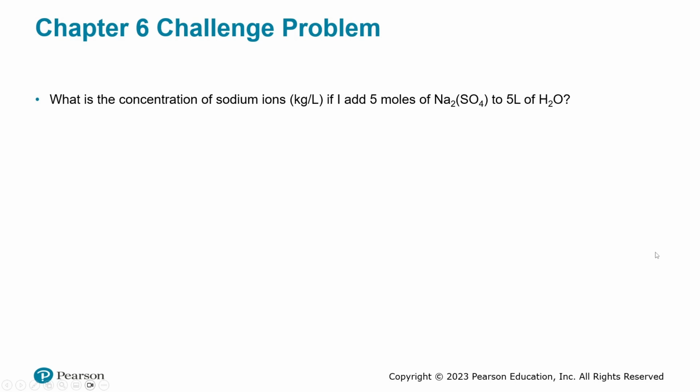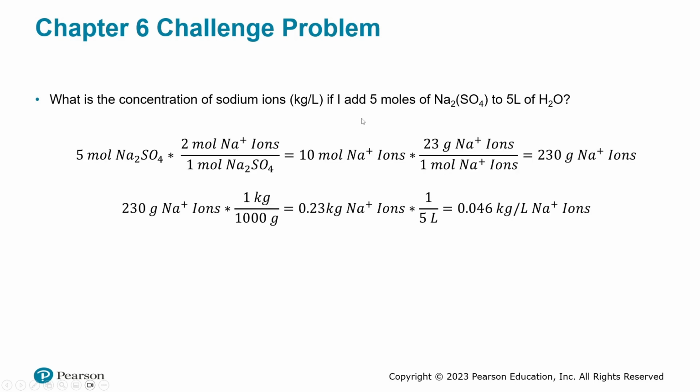But for this type of problem, we want to figure out how many of these sodium plus ions are in 5 liters of solution, but we don't want to know that in terms of moles, which is what was given to us. We want to know it in terms of kilograms per liter. Moles convert to grams per mole via our mole ratio. So we're going to have to convert our grams into kilograms at some point.